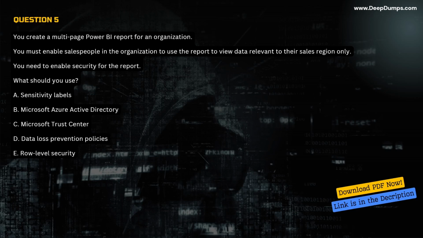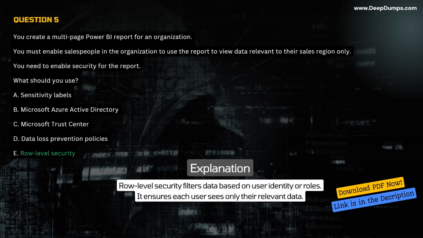What should you use? A. Sensitivity labels. B. Microsoft Azure Active Directory. C. Microsoft Trust Center. D. Data loss prevention policies. E. Row-level security. Correct answer E. Row-level security. Explanation. Row-level security filters data based on user identity or roles. It ensures each user sees only their relevant data.